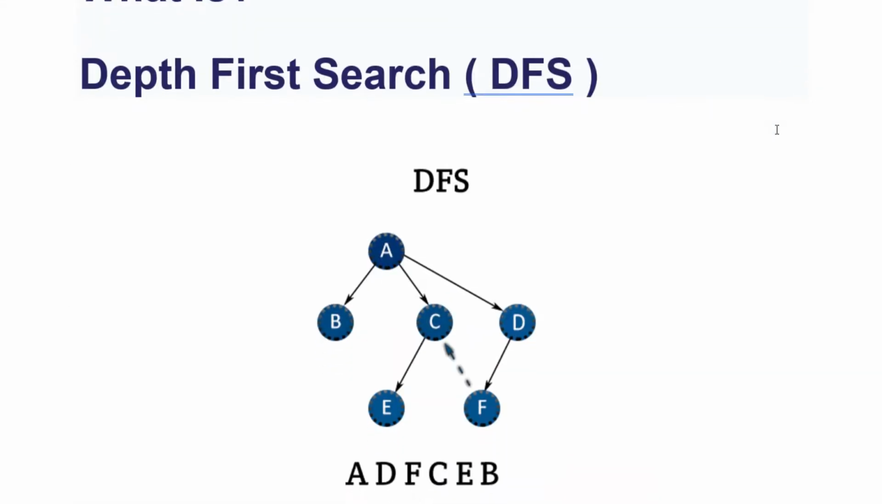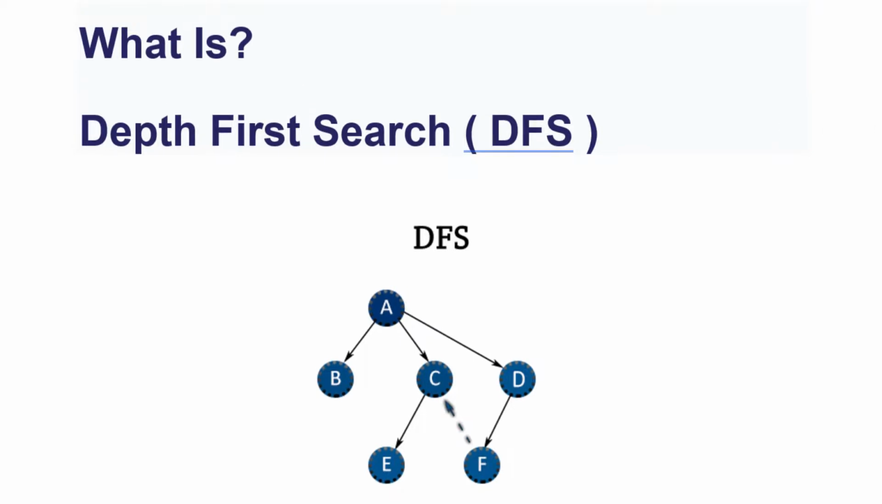So what is depth first search? Depth first search is an algorithm for traversing or searching tree or graph data structures. The algorithm starts at the root node and explores as far as possible along each branch before backtracking.